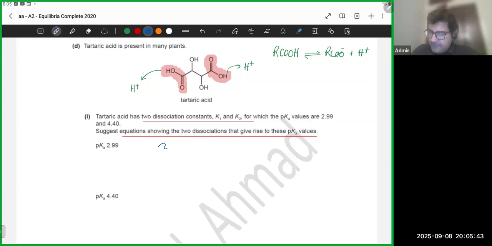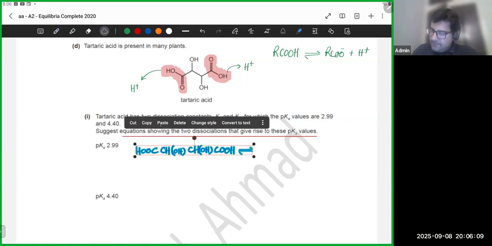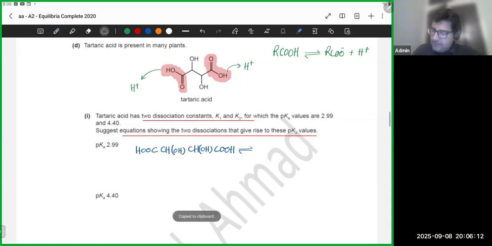So remember, the molecule has a CHOH, and then in the middle there's another CHOH, and right at the end there's COOH. So it will dissociate and it will form. Well, I'm going to have to copy paste. It's such a long equation.